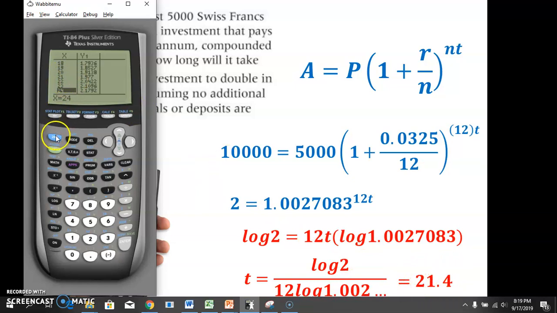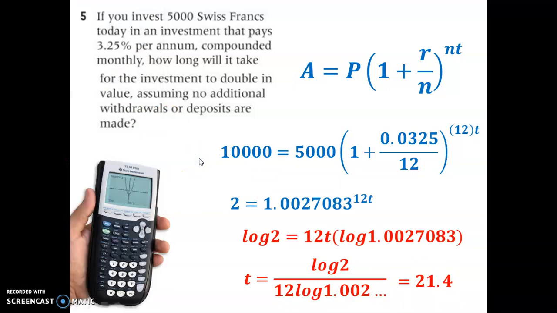You can be more specific in the table. So if I go second table set, now that I know it's between 20 and 21, I can begin at 20, and I can make the numbers that the x jumps by be much smaller. I can make them by 0.1, for example. So I go table, and now you can see here's 20, 20.1, 20.2, 20.3, and so on, until if you keep scrolling down, here it is. 21.3 is that, and 21.4 is that. So we can basically say, yeah, about 21.4. So that's a table feature. Hope you find that useful. All right, so that's that question.